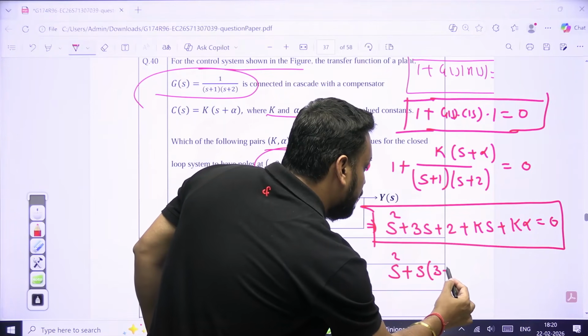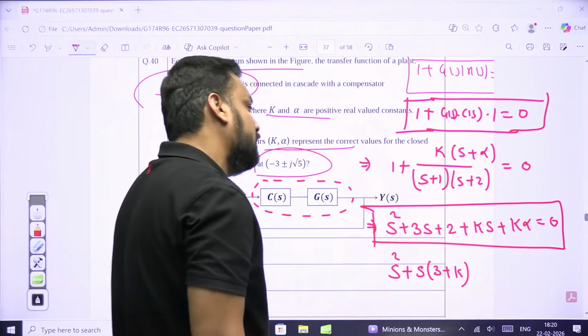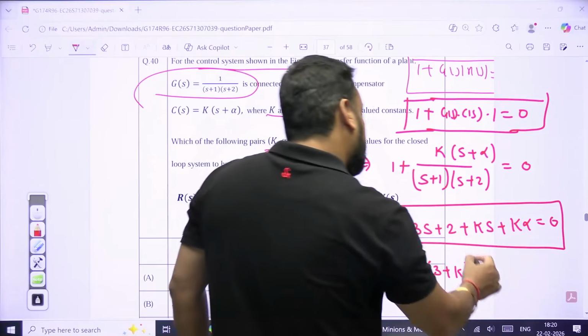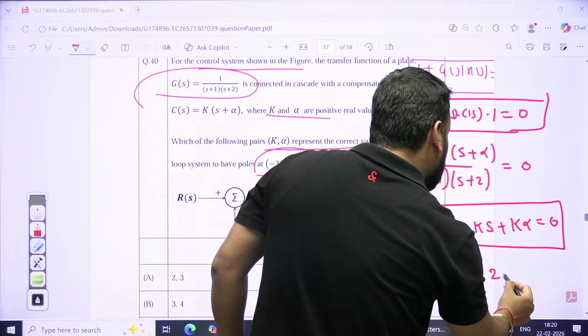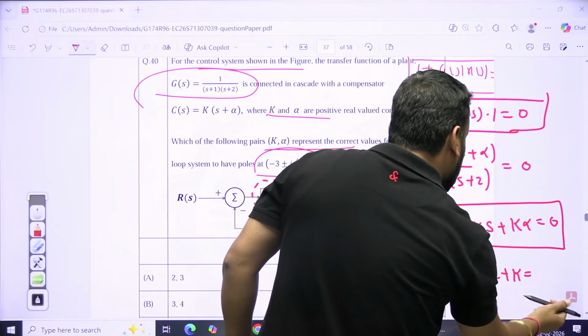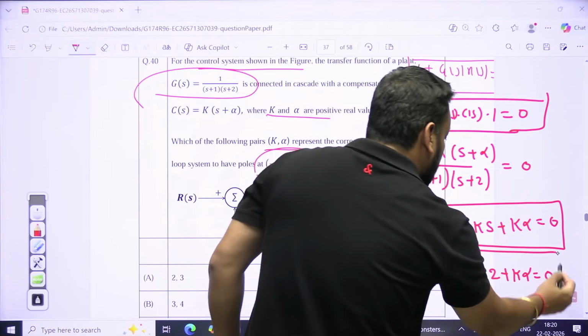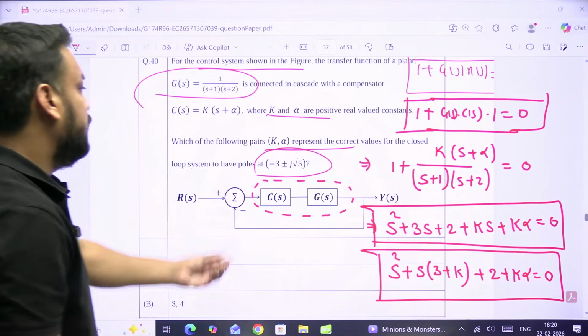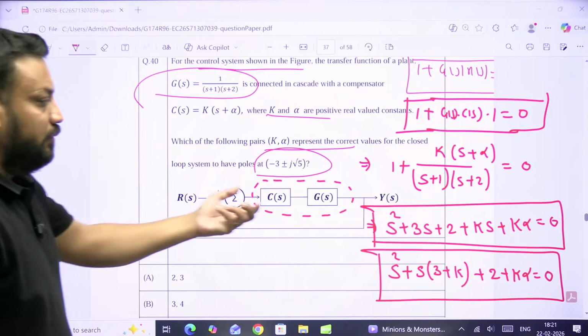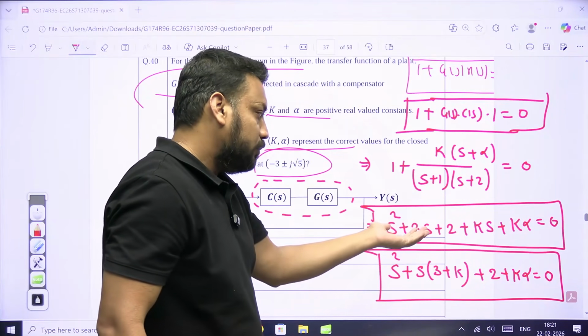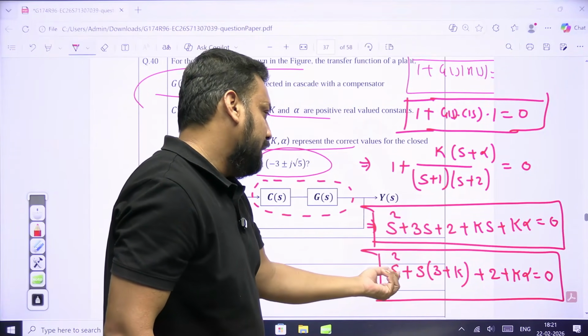Yes. So when you take s common in the coefficient, you get 3 plus k, and here you get 2 plus k alpha. 2 plus k alpha equal to 0. I hope this is clear. We simply wrote the characteristic equation. We took the LCM, and you get s square.